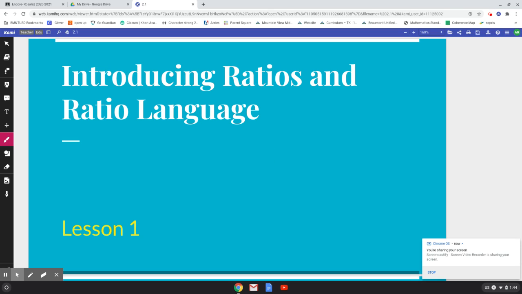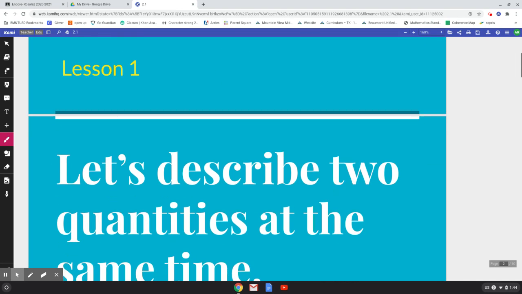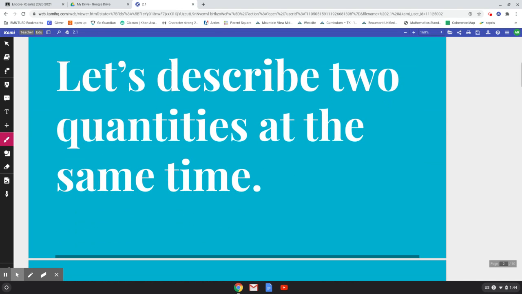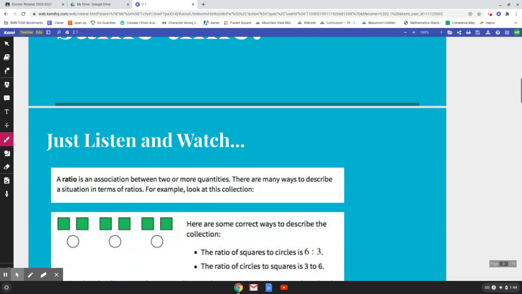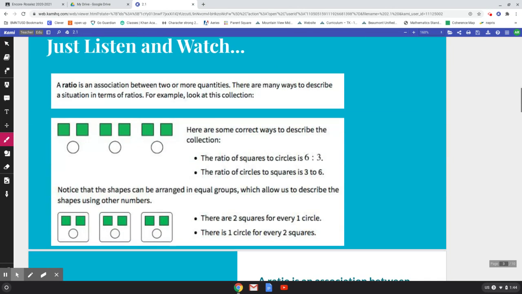All right, everybody, we are in book 2, so we're starting unit 2. The topic is ratios. So today we're doing introducing ratios and ratio language, lesson 1. So we will be describing two quantities at the same time. So for now, you are just listening.